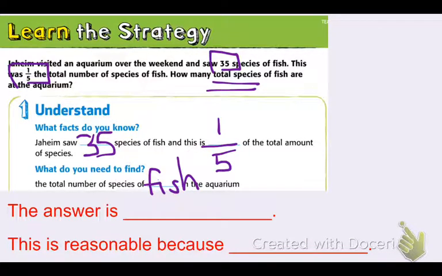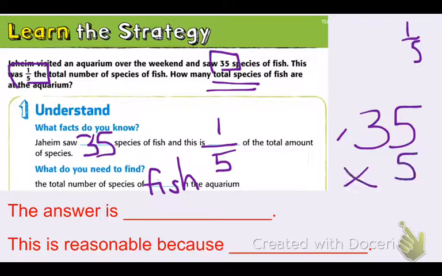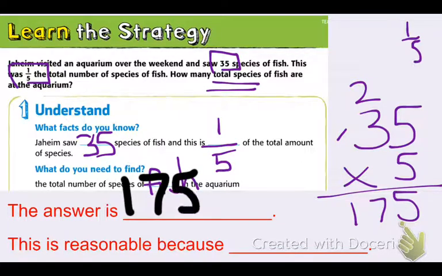All right, I got the problem. Now I need to figure out a plan. Well, if I know he saw 35, and that's 1 part out of 5, or 1/5, then I can multiply 35 times 5. If 35 is only 1 part, I can multiply by 5 to figure out what 5 parts are. 5 times 5 is 25. 5 times 3 is 15, 16, 17. So I solved step 3, and I believe the answer is 175 species of fish are at the aquarium.